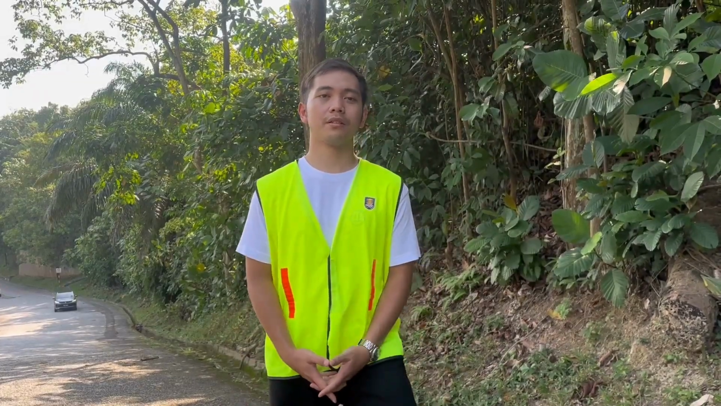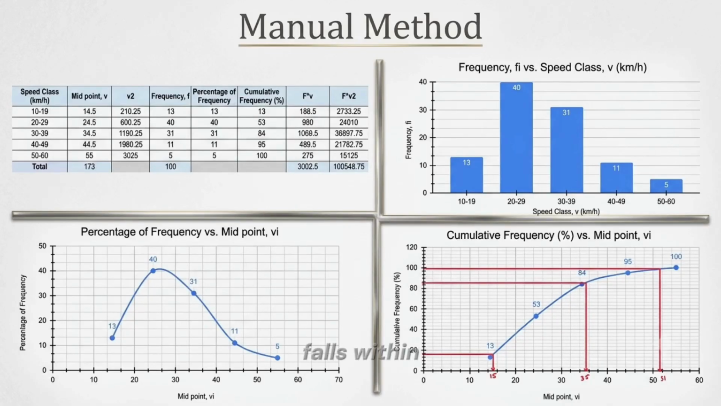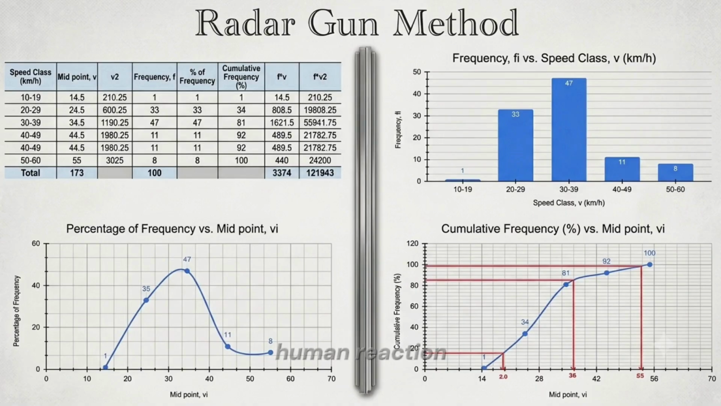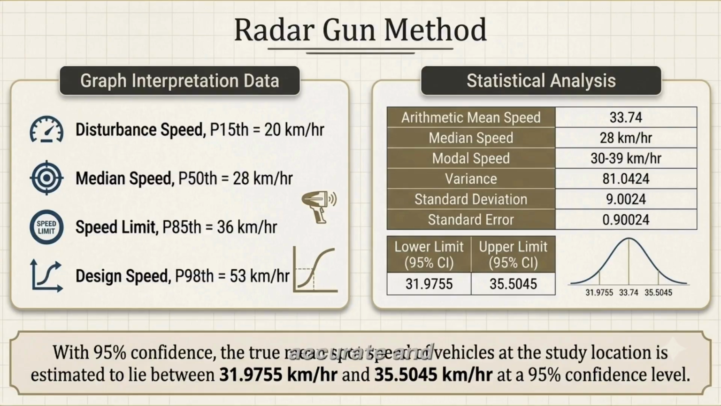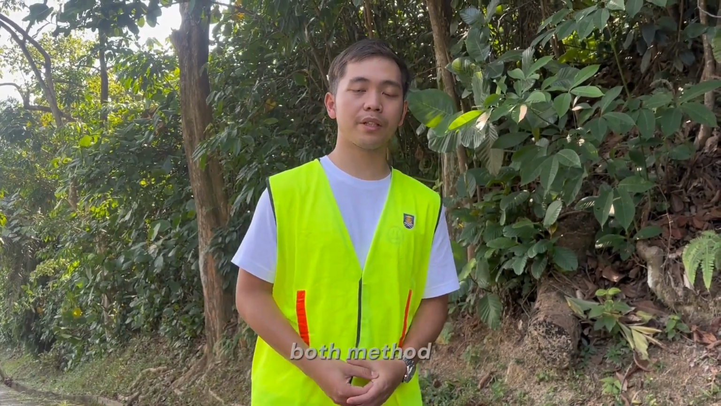For the discussion part, the manual and radar methods show a similar speed distribution trend. Most vehicles fall within a low to moderate speed range. The manual mean, which is approximately 30.03 km per hour, is slightly affected by human reaction time error. The radar gun method is more accurate and consistent as compared to the manual method. The median and percentiles, which are P50 and P85, from both methods show similar patterns. Overall, both methods confirm the traffic pattern at the study location.